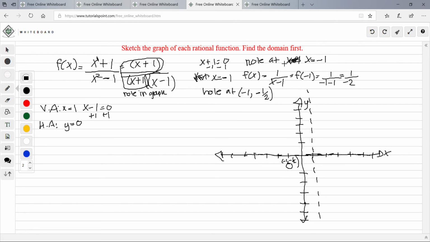Now, okay, so we have our hole. Now we've got to figure out which side is on our vertical asymptote. Is it going to go this way, or is it going to go this way? We don't know. So this is where we have to test points. I can't use the x value of 1 because that's our vertical asymptote. So I'm going to use the x value of 2. So I'm going to do f of 2.